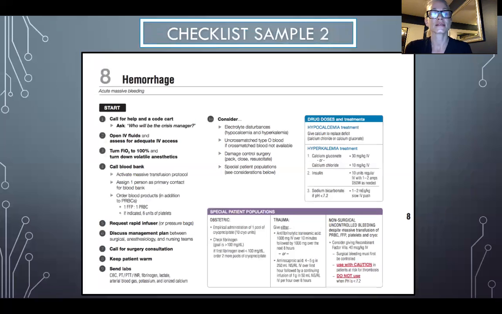And then this is another example. So this, of course, is for hemorrhage, any acute massive bleeding. Where do we start? And what do we do?